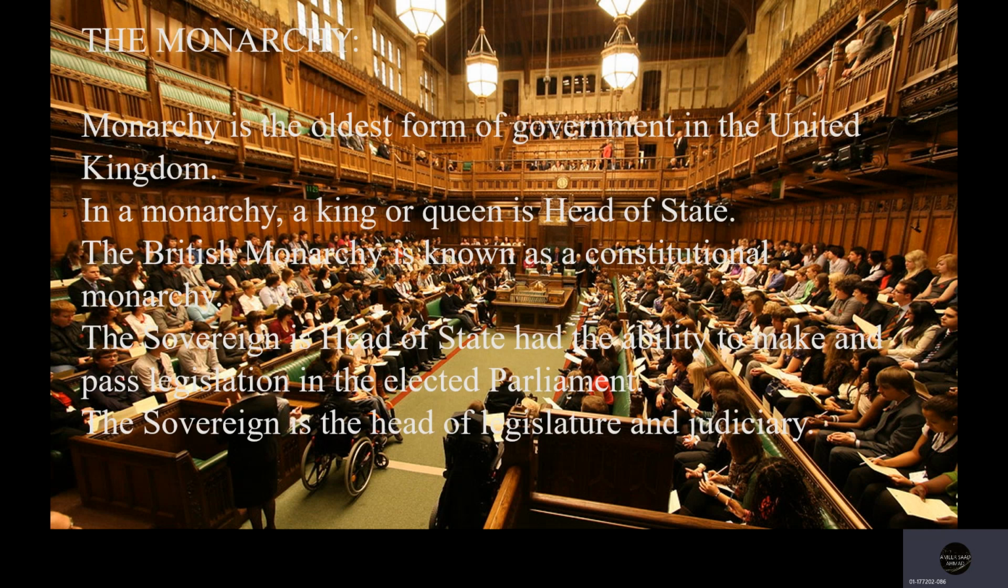Now, the monarchy. Monarchy is the oldest form of government in the United Kingdom. In a monarchy, a king or queen is head of the state. The British monarchy is known as a constitutional monarchy. The sovereign is head of the state, with the ability to make and pass legislation in the elected parliament. The sovereign is the head of the legislature and judiciary.